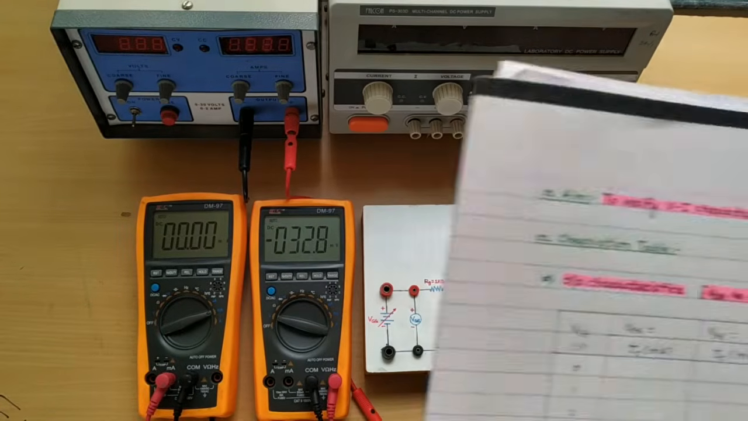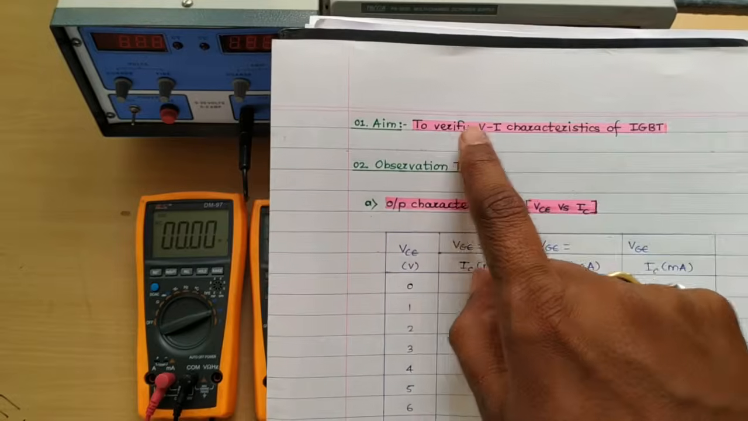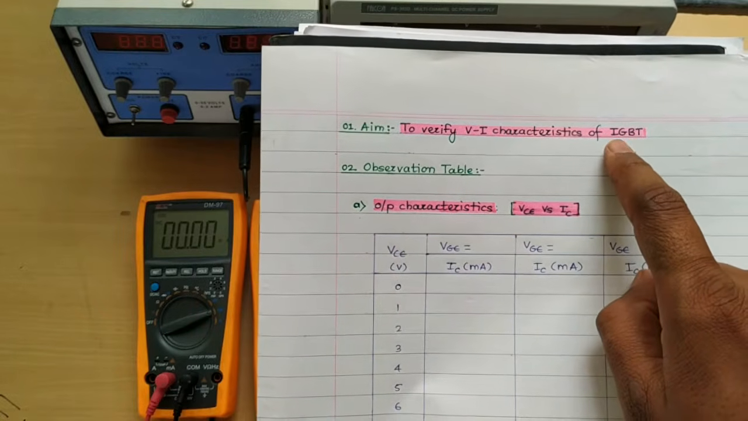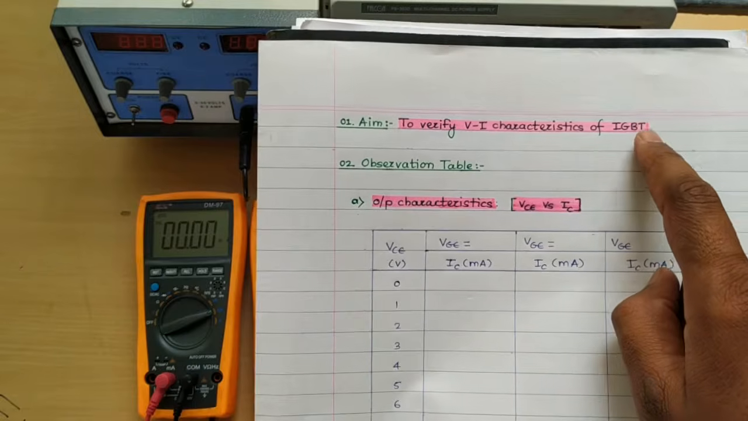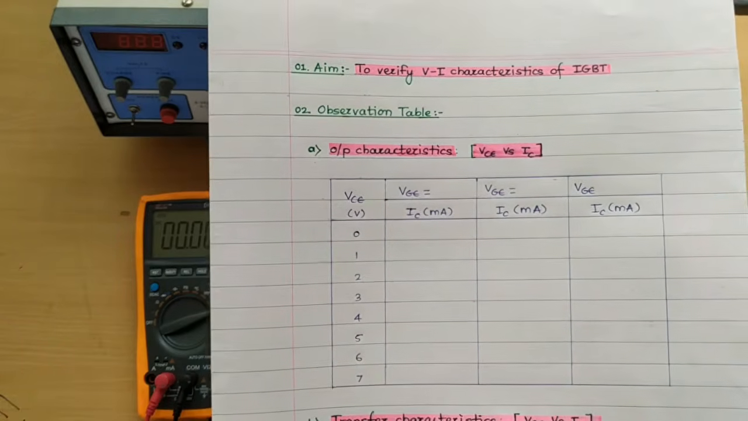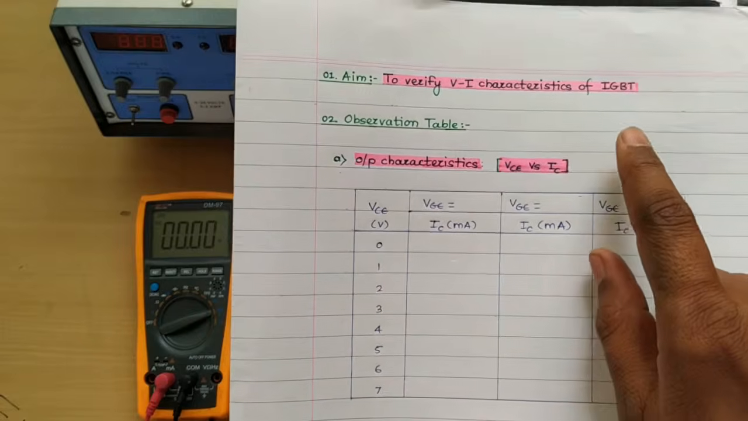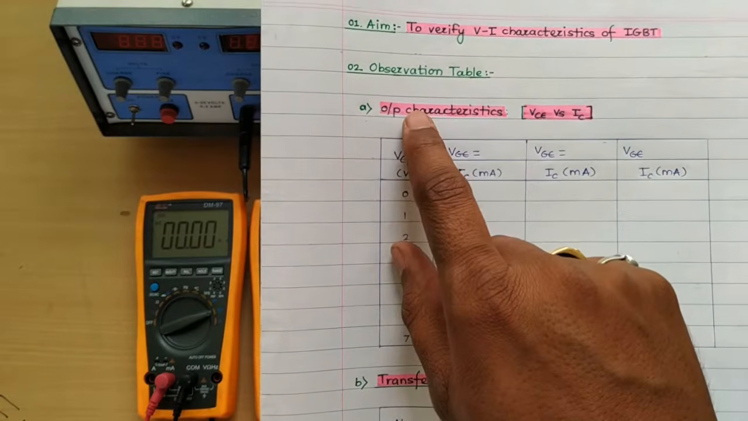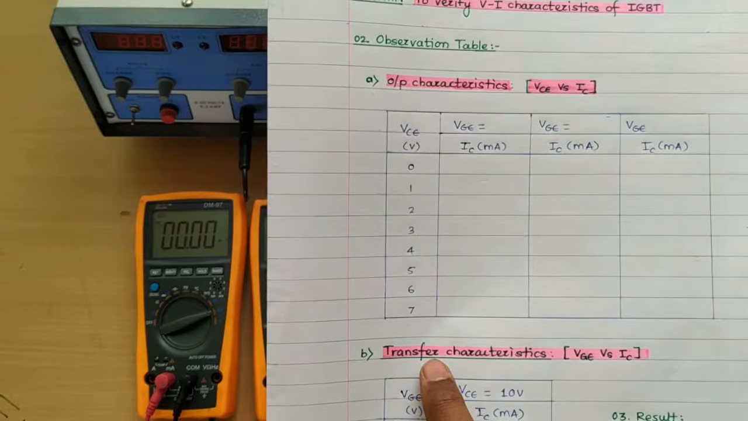Our today's practical is to verify V-I characteristics of IGBT. Now you know what is IGBT? Insulated Gate Bipolar Transistor. So this is basically a combination of BJT and MOSFET. Okay. So today we will try to plot two graphs. One is output characteristics and another is transfer characteristics.